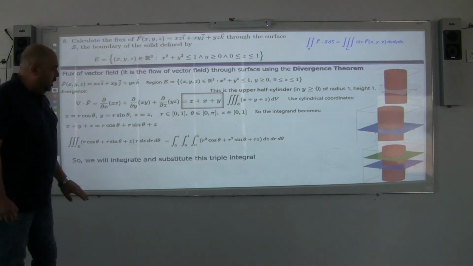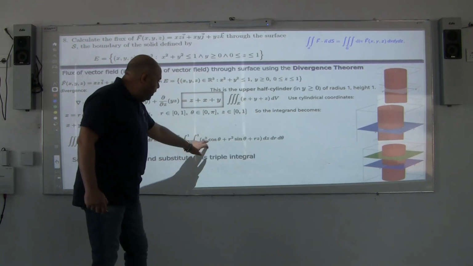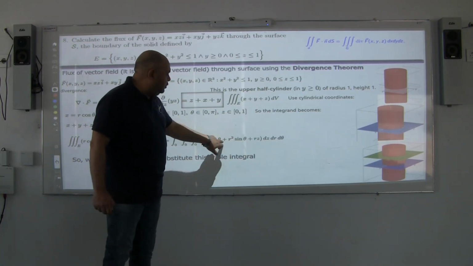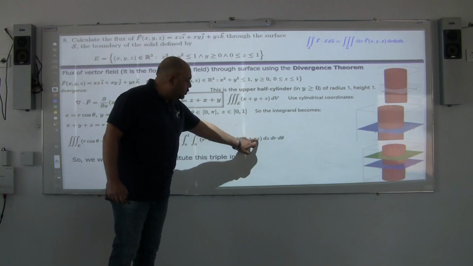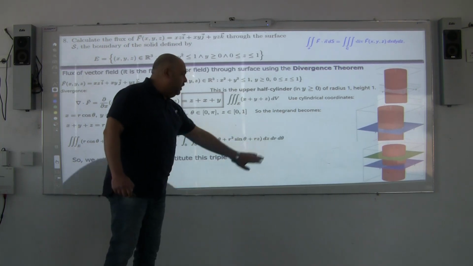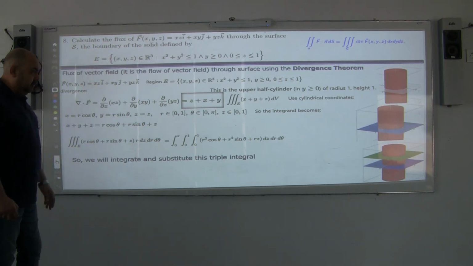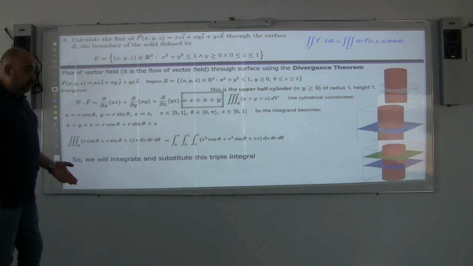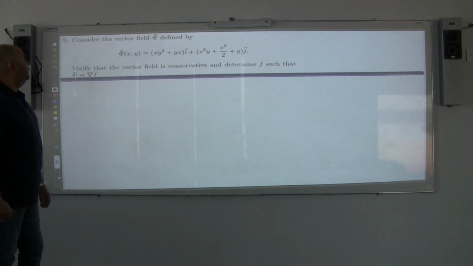It's a direct triple integration. I will integrate first with respect to z. So this is going to be z, which is going to be 1. This is going to be r times z squared over 2, so it's going to be half of r. Then I will perform the r integration, and finally the outer integration with respect to theta. And you will have your flux here.